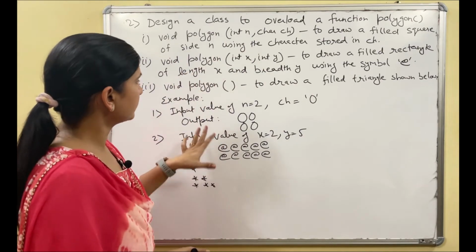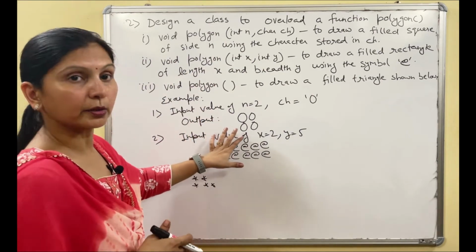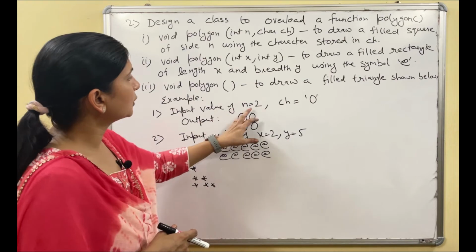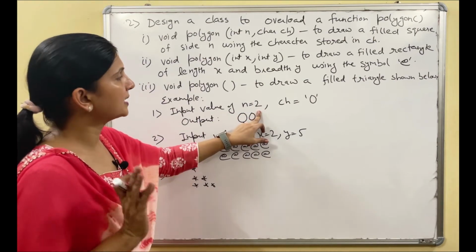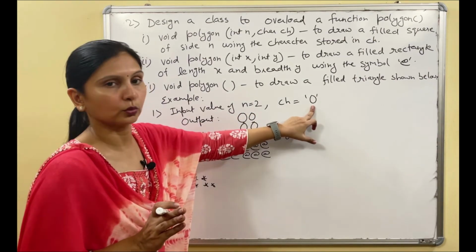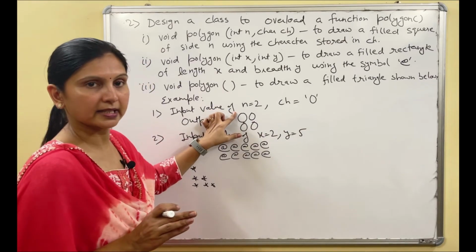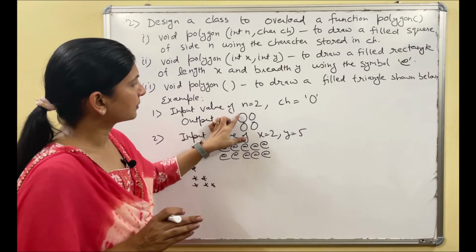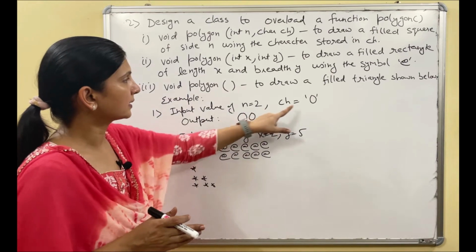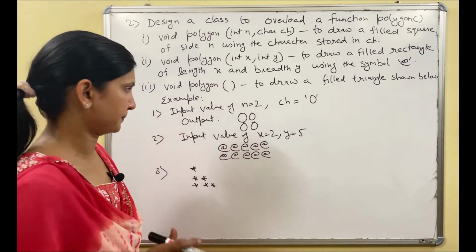An example is given in the question itself. Input value of n is 2. Suppose the value of n is 2 and ch is o. It should be displayed like this. Length and breadth are the same as it is a square, and this character should be displayed.